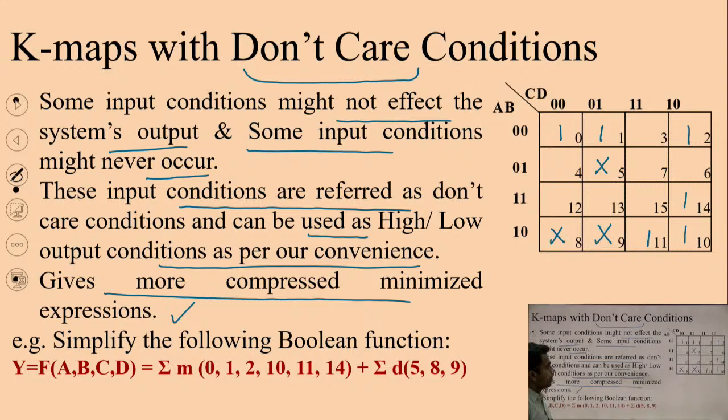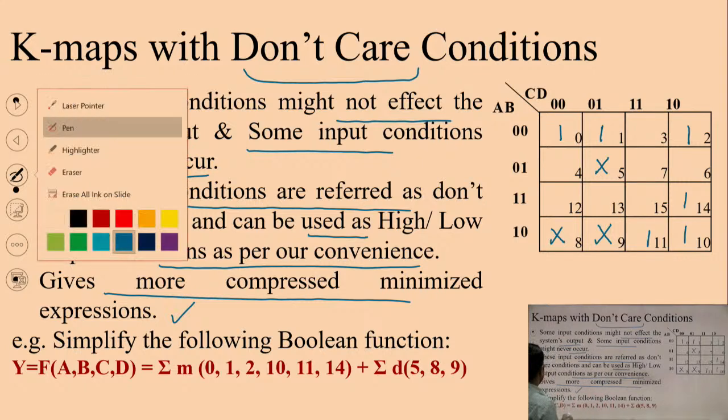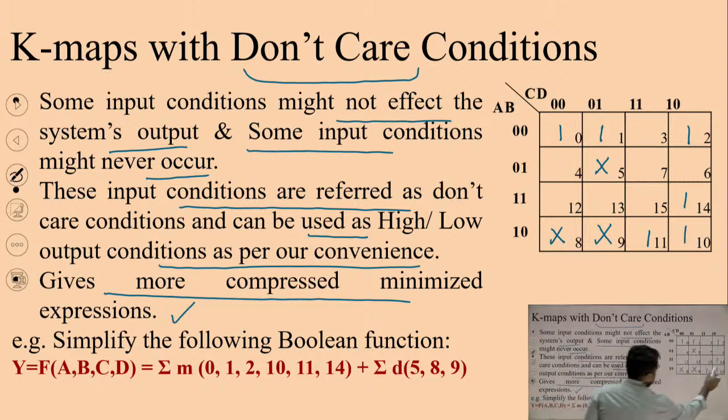Now if we check, if don't care were not there, then this 10 and 11 would have made a pair. If this 8 and 9, don't care number 8 and 9, would not have been there, then 10 and 11 would have made a pair. But the presence of 8 and 9 as don't care allows me to make a quad of 8, 9, 10 and 11. So this is the benefit of using don't care. So this 8, 9, 10 and 11 will make a quad.